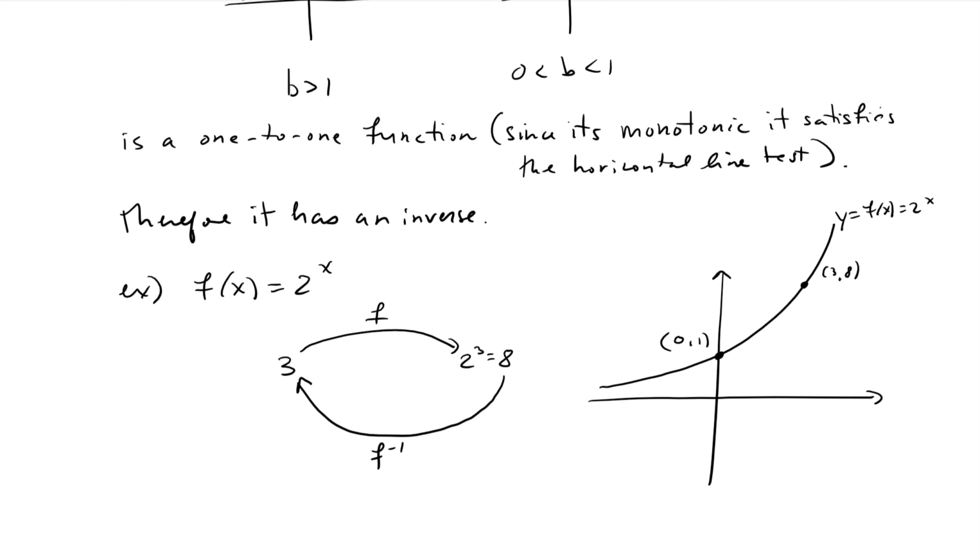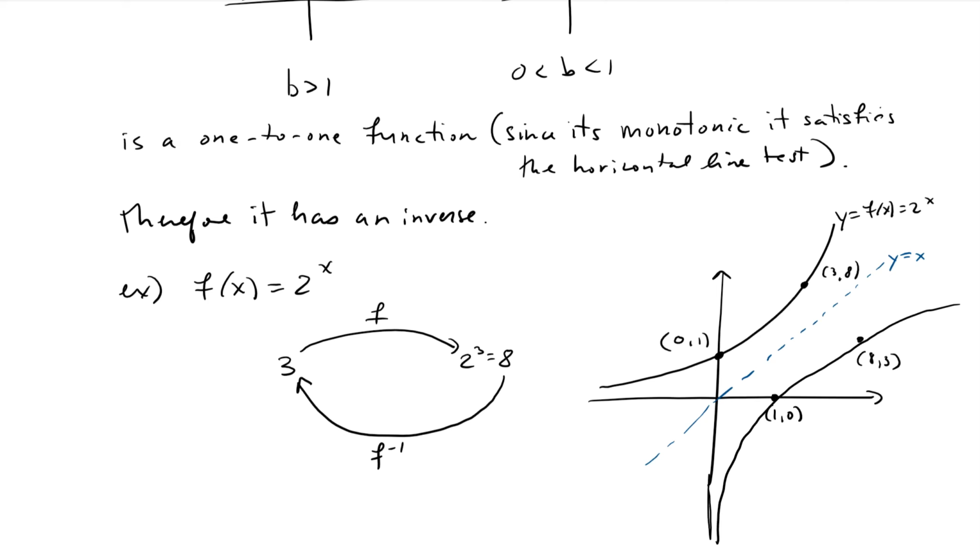To graph the inverse function, I need to draw the line y equals x and reflect this graph across the line. In other words, doing that, we are more or less interchanging the coordinates of any point on the curve. So 0, 1 is going to go towards 1, 0. And 3, 8 is going to go to 8, 3. And then that's going to create a curve that's like this.